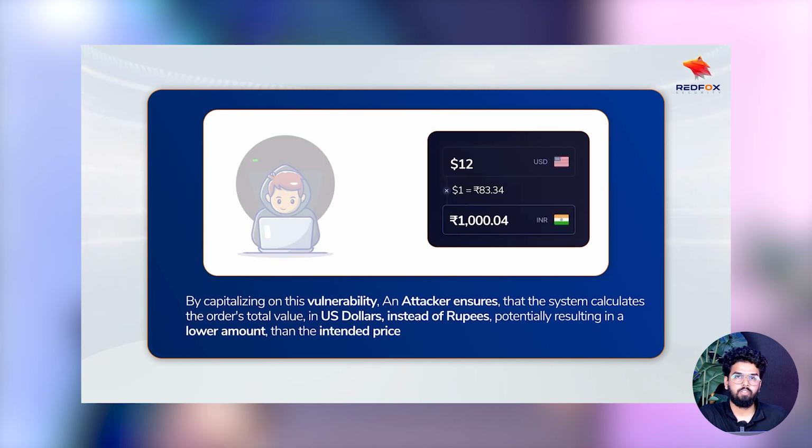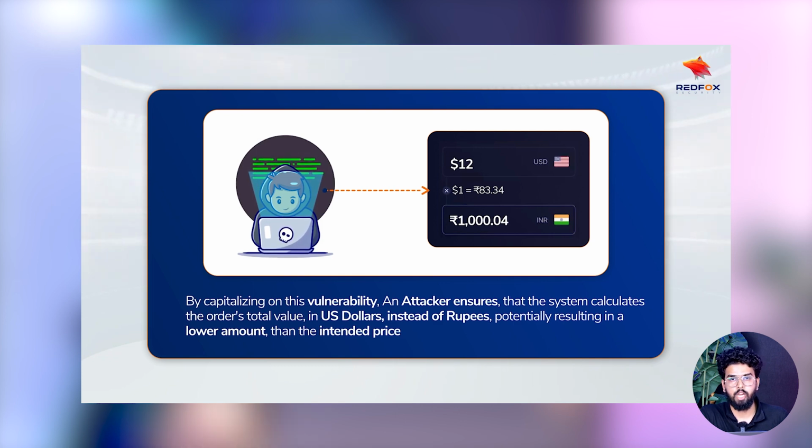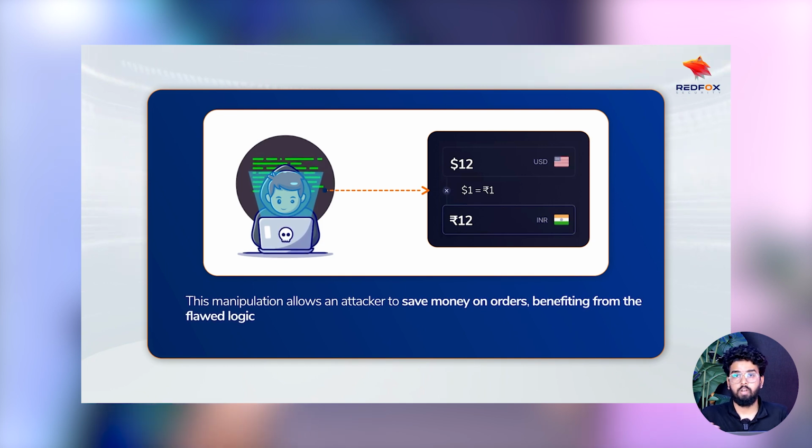By capitalizing on this vulnerability, an attacker ensures that the system calculates the order's total value in dollars instead of rupees, potentially resulting in a lower amount than the intended price. This manipulation allows an attacker to save money on orders, benefiting from the flawed logic.